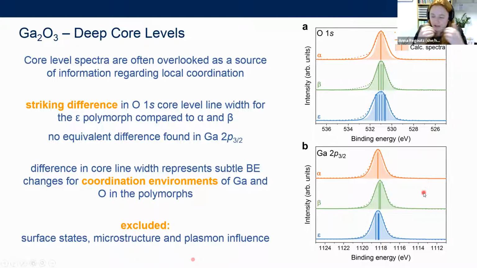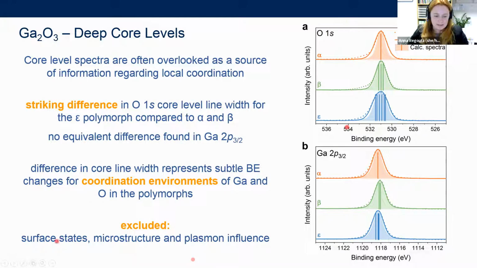So this also tells you that you have to be a bit careful with how you design your experiments and what you measure. But if you do it in a well thought through manner, you can pick up on these very subtle differences. And then you can start to understand the relationship between the local coordination, the crystal structure and the chemistry, and in the next step, also the electronic structure.